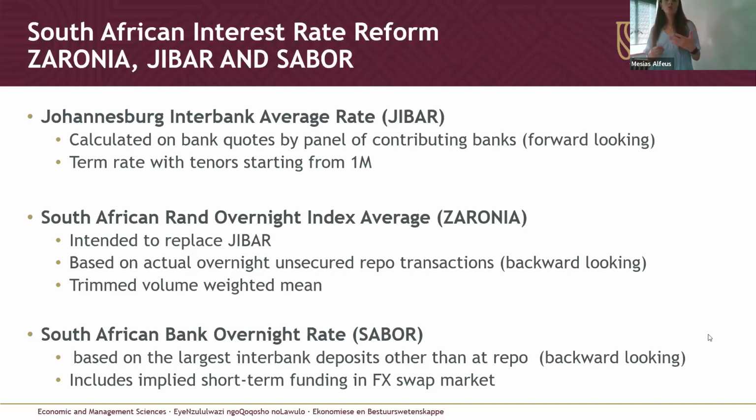So in order to compare an overnight index to an overnight index, we also look at the South African Bank Overnight Rate, SABOR, which is the current and legacy overnight benchmark rate of South Africa. And this is, in a similar fashion, a backward-looking rate, but it's based on the largest interbank deposits other than the repo rates, and includes implied short-term funding in the foreign exchange swap market, which is currently quite high and volatile.